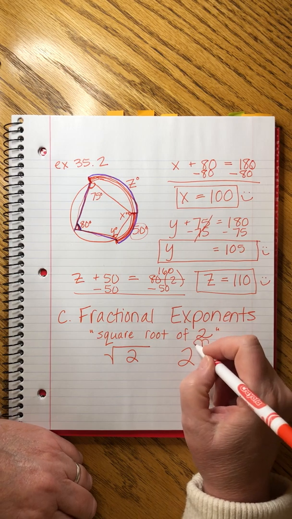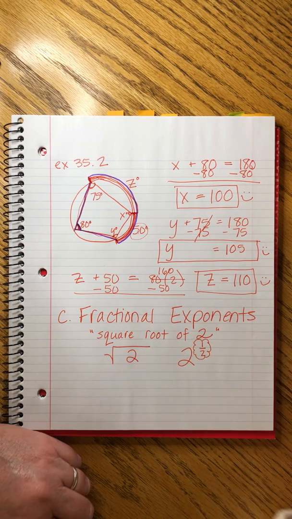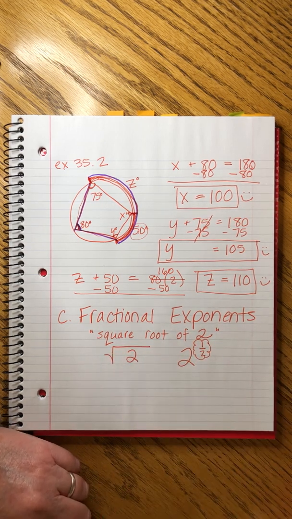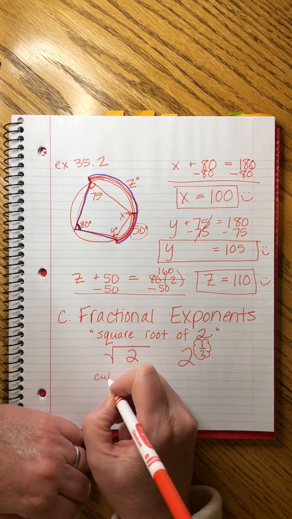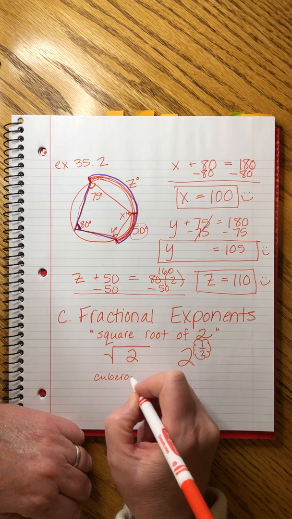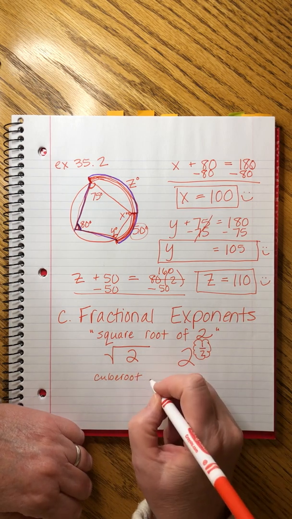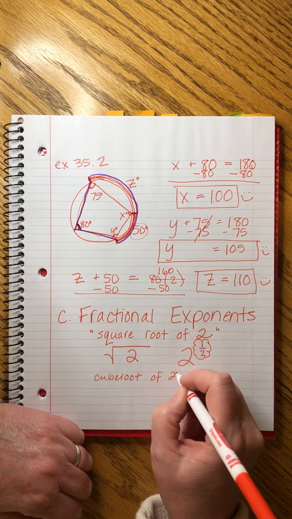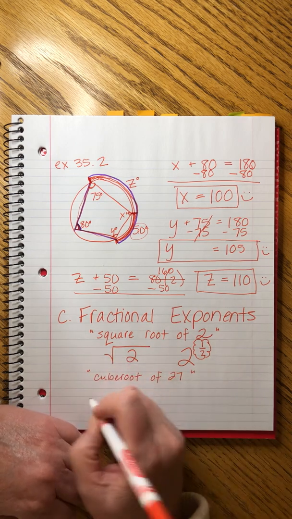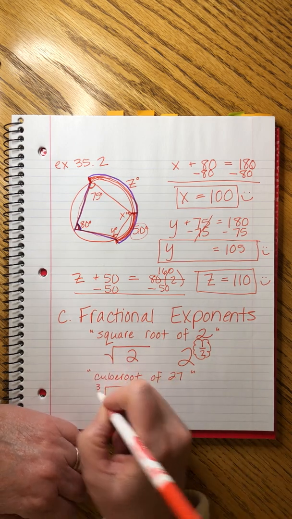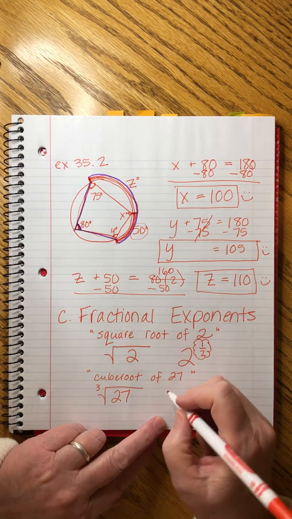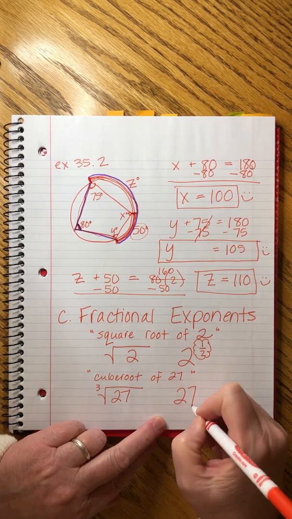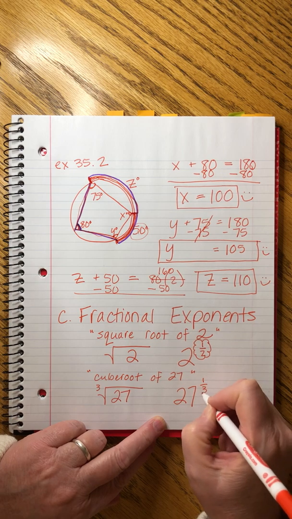Weird, right? This is the same thing as saying square root. What if we want to take the cube root of, let's say, 27? That's what we want to take. We've always done it like this, right? We put a little 3 there, right? But another way we can write it is 27 to the 1/3.